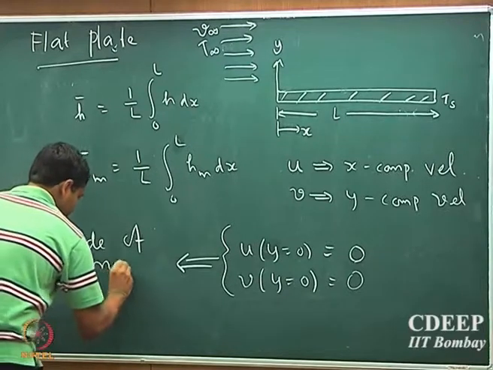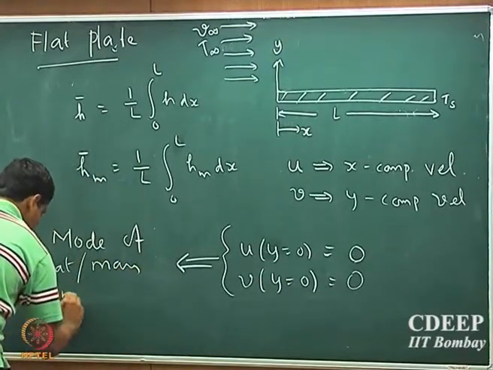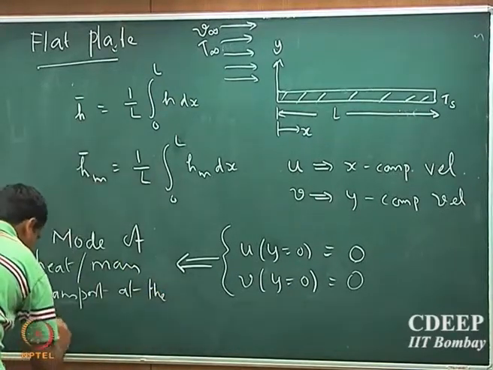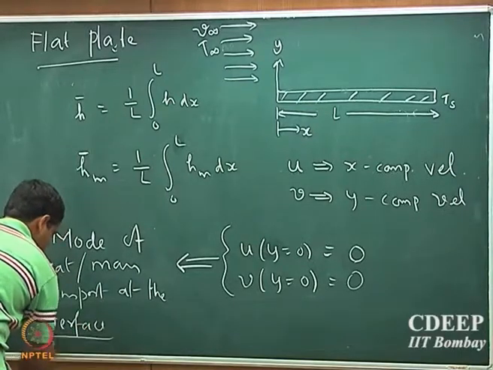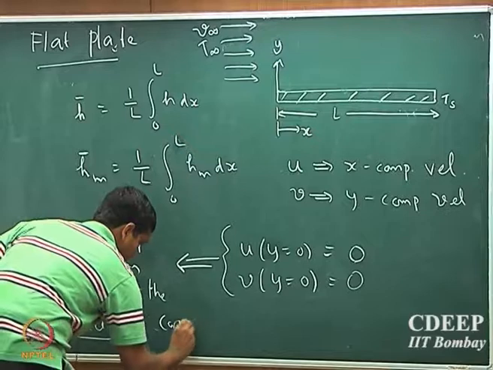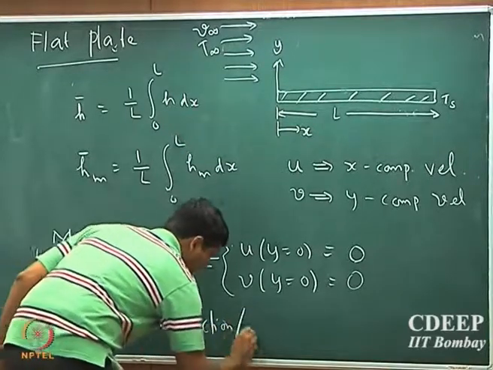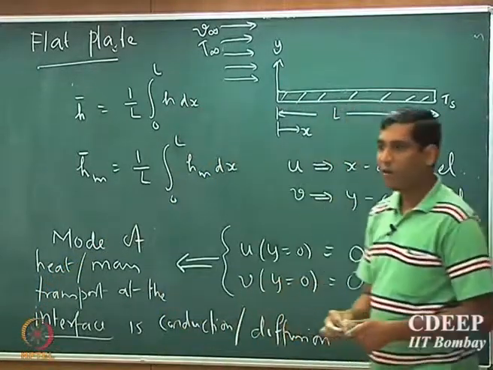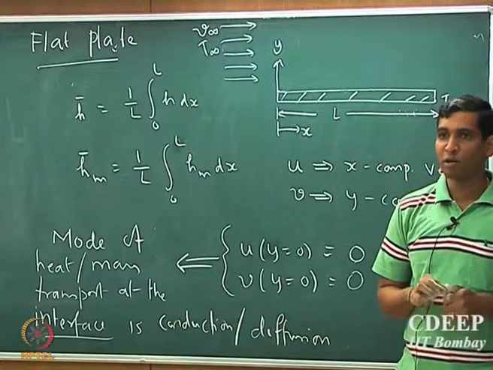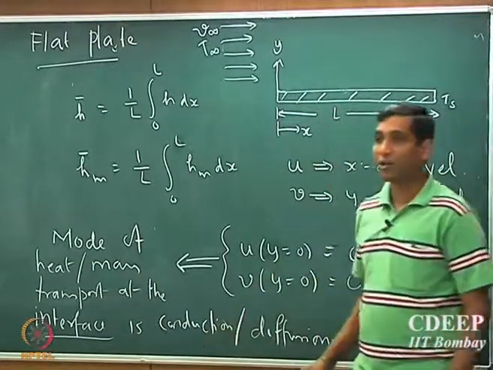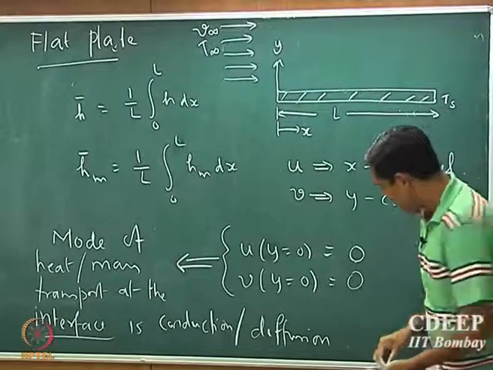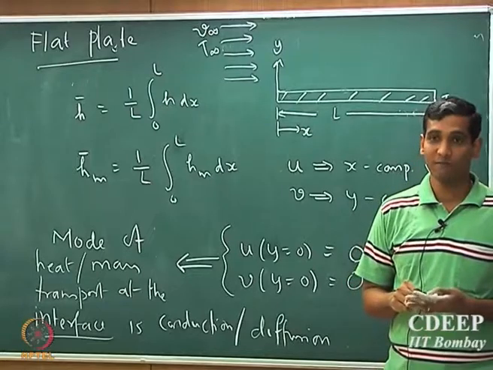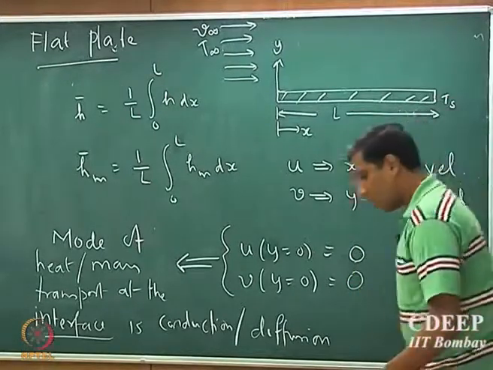So this has a very, very important implication: the mode of heat or mass transport at the interface, very important, at the interface, is conduction or diffusion. Therefore, the mode of heat or mass transport is essentially conduction or diffusion. This observation actually simplifies a lot of things for us. Okay, so how does it simplify?